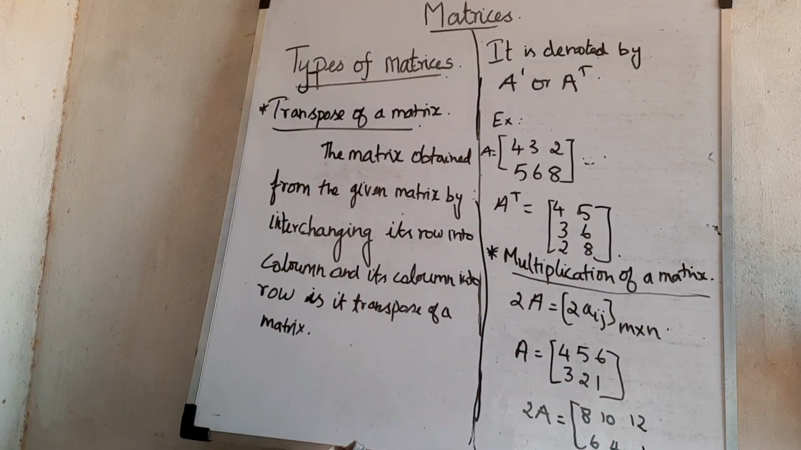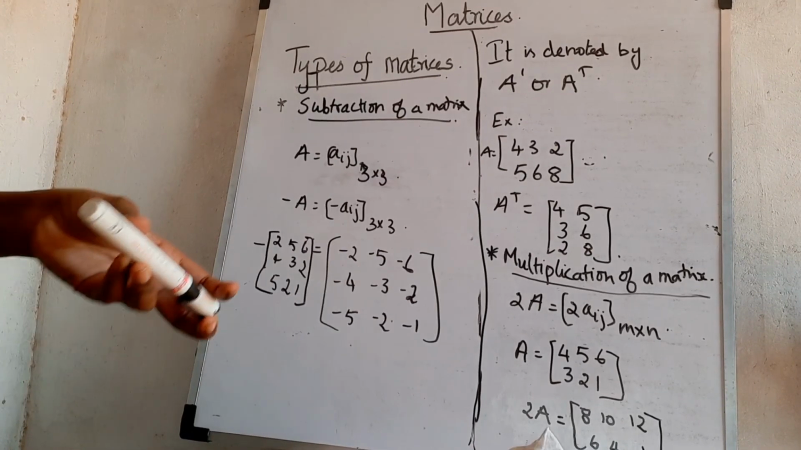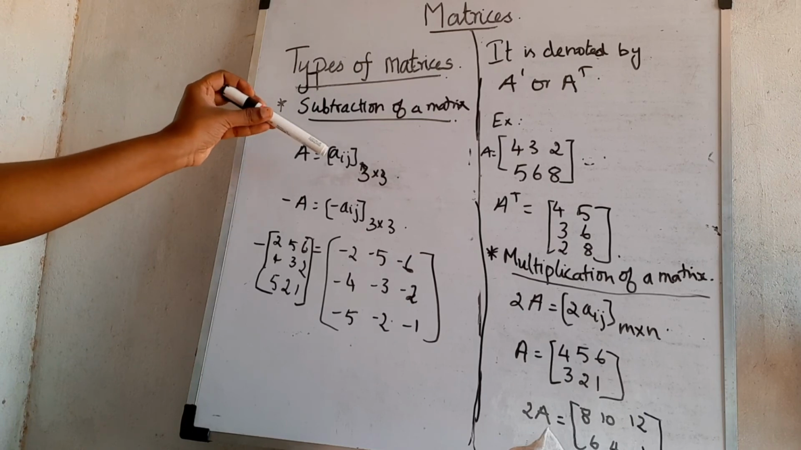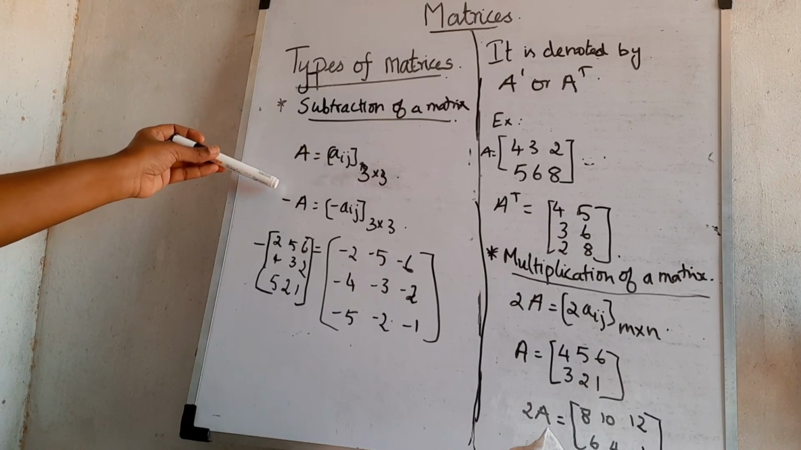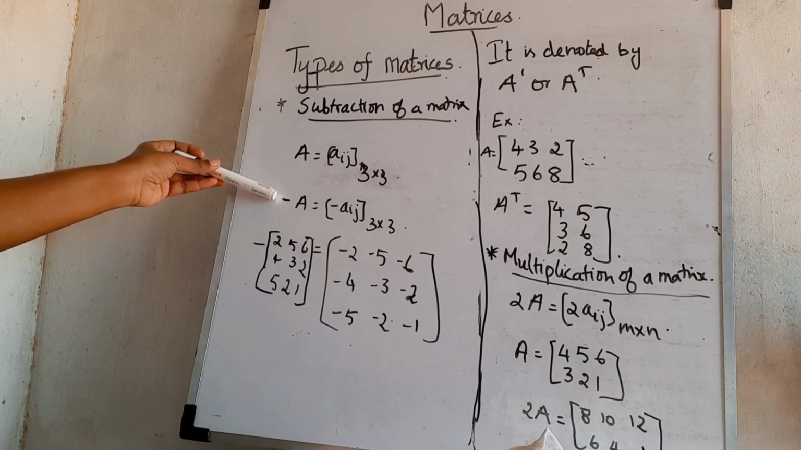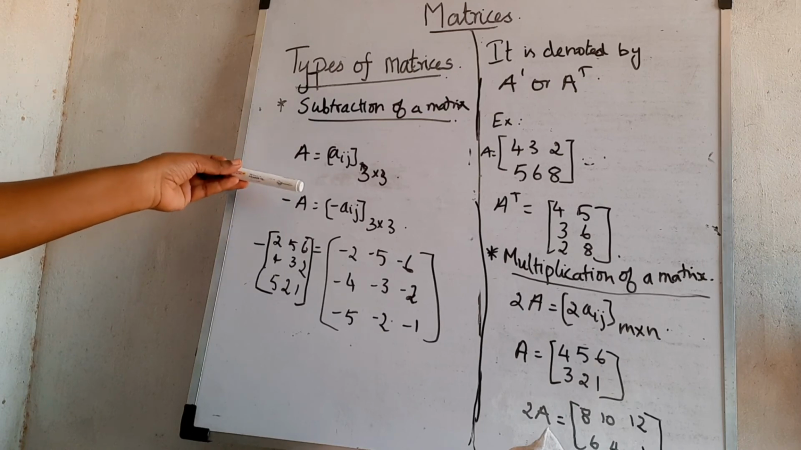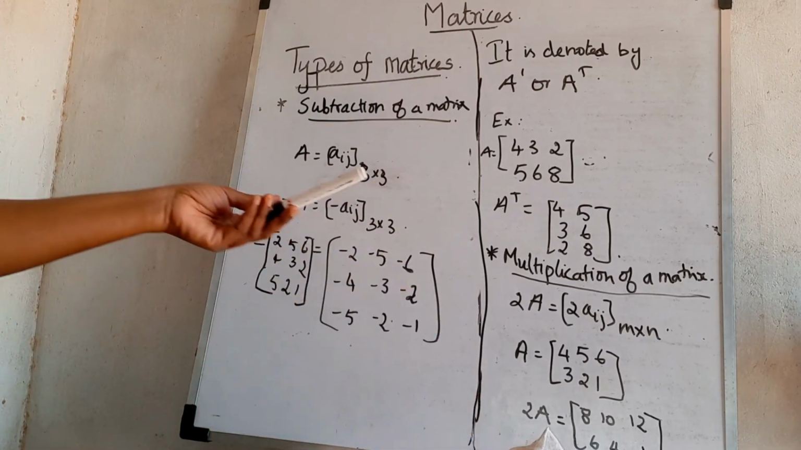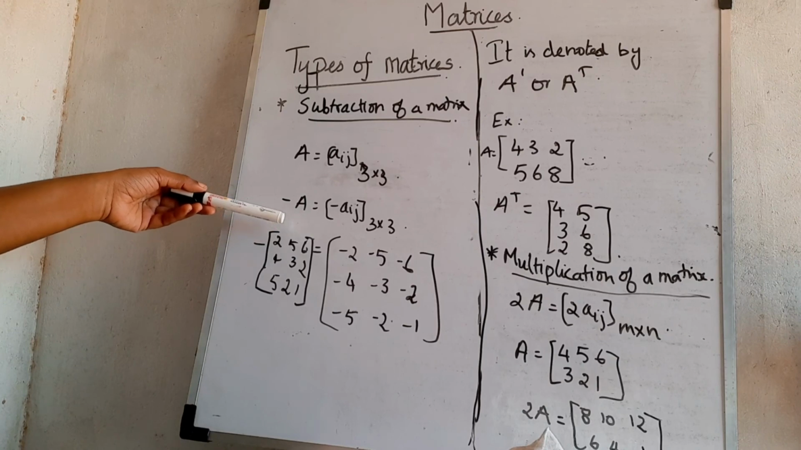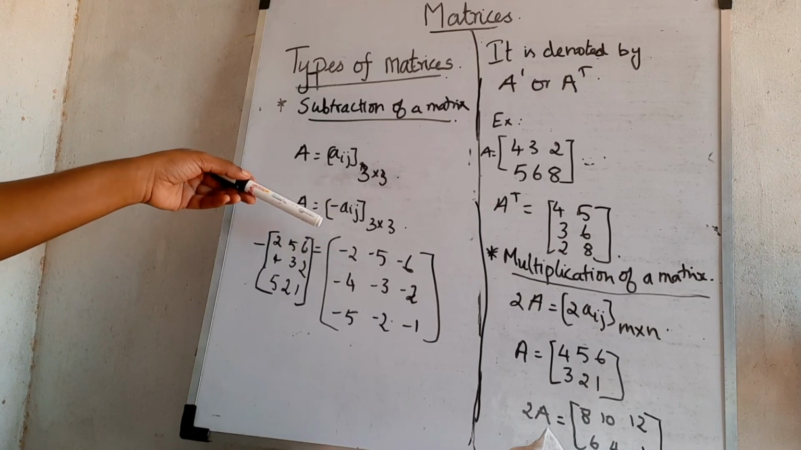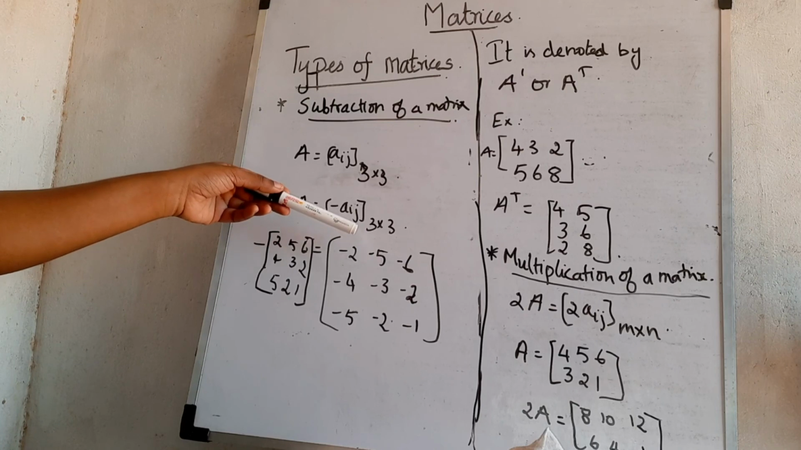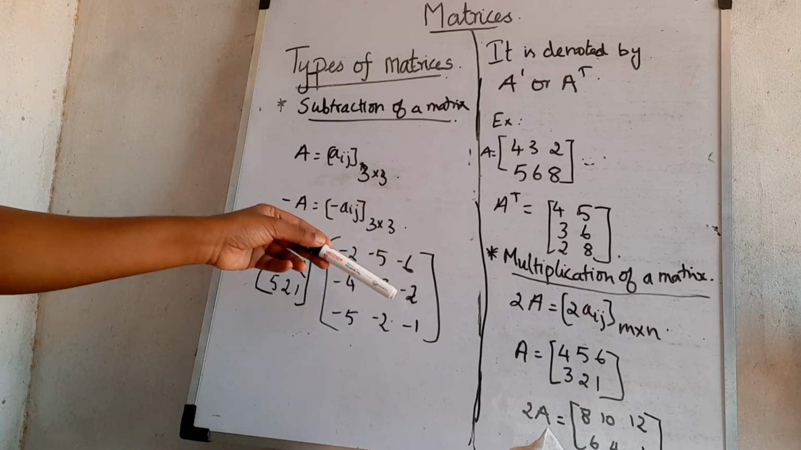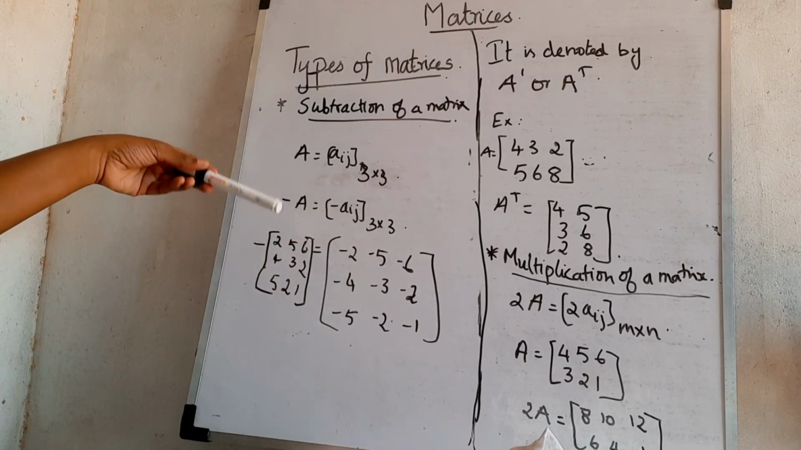The same like the subtraction of the matrix will come. When we come to the subtraction of a matrix, A is equal to Aij, 3 cross 3. I am taking minus, we are just adding minus. So when you take the minus you have to take it inside of the matrix. As we multiplied 2 inside the matrix, now we have to take the minus inside the matrix. So minus 2, minus 5, minus 6, minus 4, minus 3, minus 2, and minus 5, minus 2, minus 1. So this is the subtraction of a matrix.